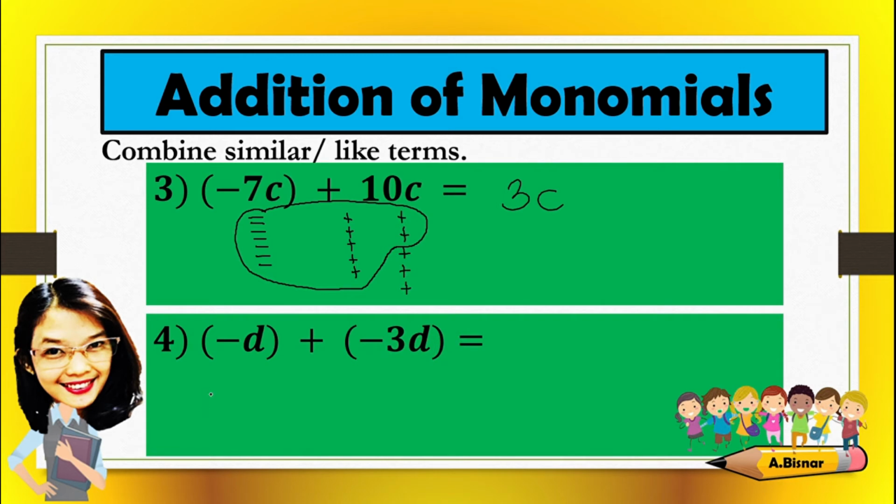For number 4, negative d plus negative 3d. So we have negative d and negative 3d. As you observe, they are both negative. And if the integers are both negative, then we will just combine them, which will give you negative 4d.